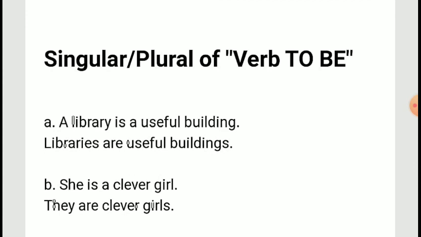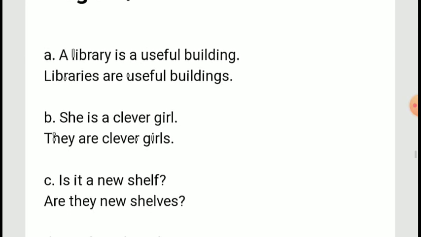Now, singular and plural of the verb to be. There are some examples which you must know, showing how the singular form of a noun is used and how the plural form is made. A library is a useful building. Here, a library is a singular noun, so we have used the verb is with it. If you want to change the noun into plural, a library will change into libraries, is will change into are, and useful will remain the same. But building is again a singular noun, so you have to change it into plural by adding s to buildings.